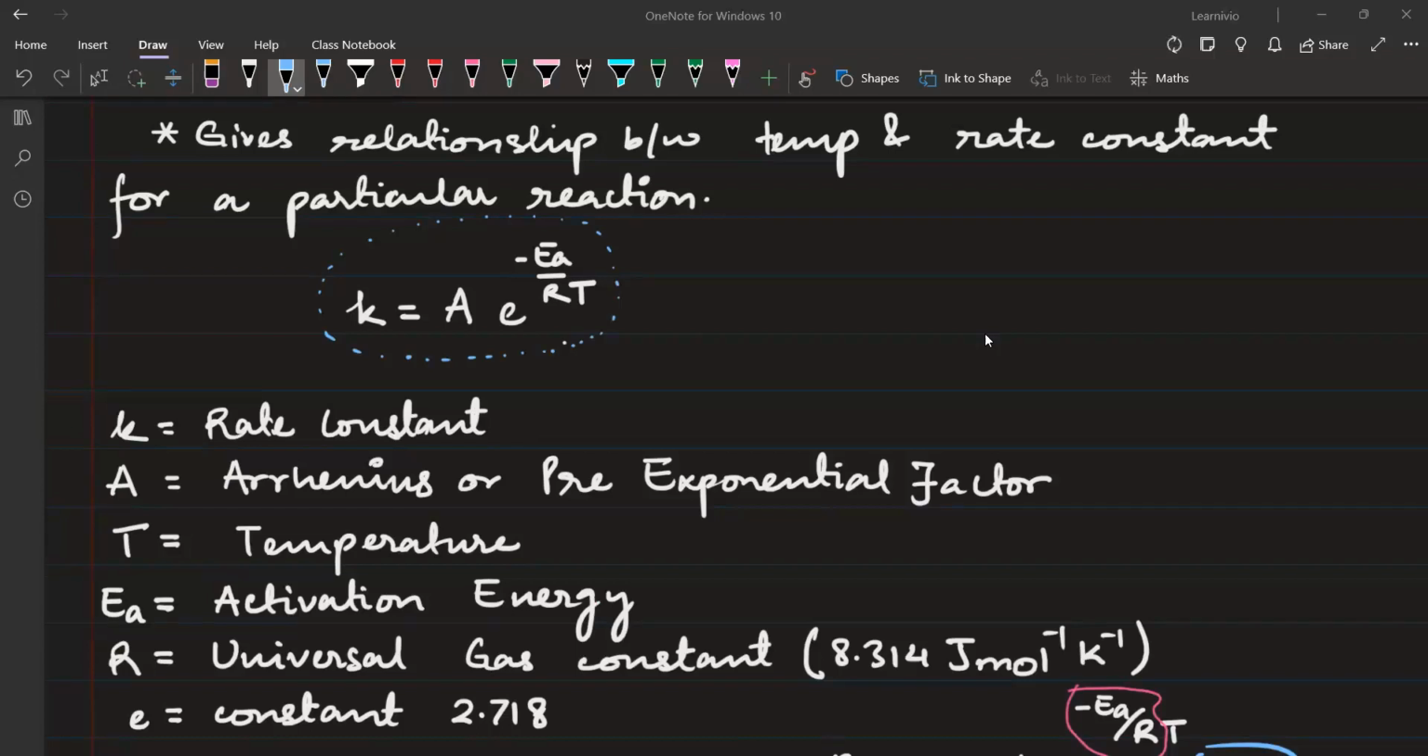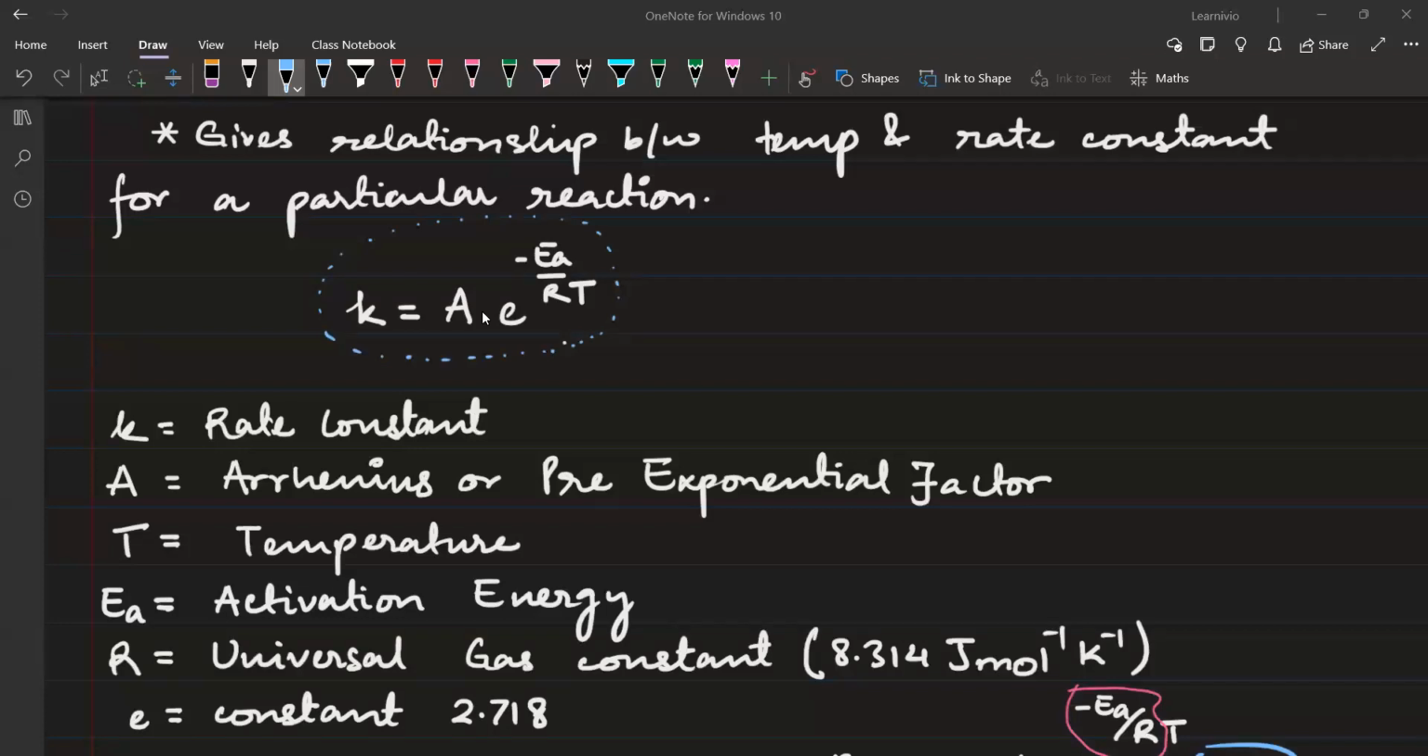k is equal to some pre-exponential factor. There is some constant because he got a relationship between k and T, and in order to establish that relationship, he has to put a proportionality constant, that is A. A e to the power minus Ea upon RT. Now, if you see, this is very much similar to the collision theory equation also.